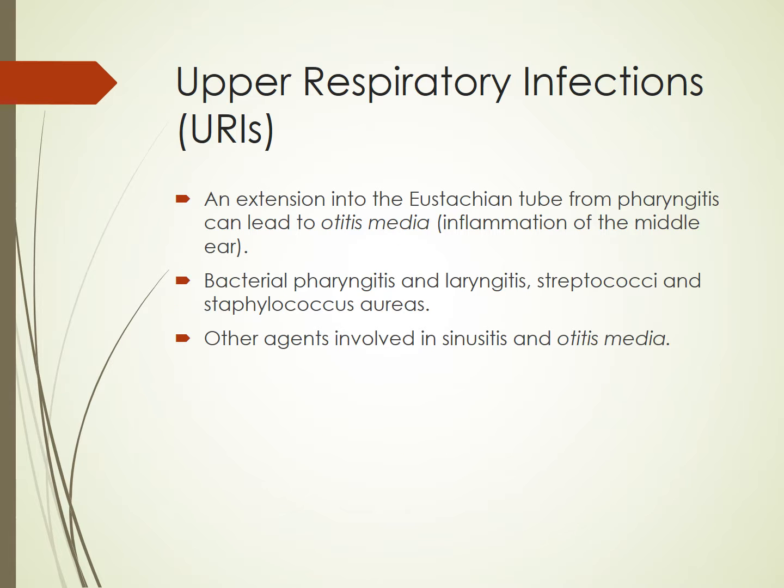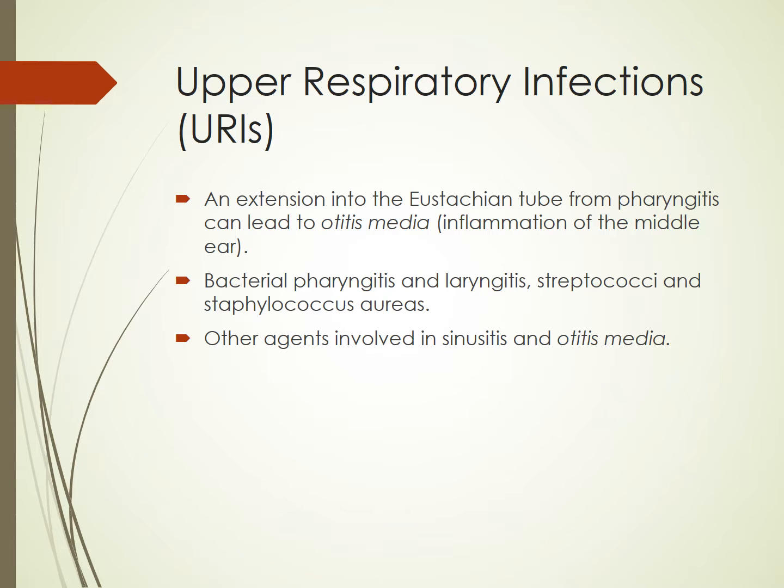An extension into the eustachian tube from the pharyngitis can lead to otitis media, which is an inflammation of the middle ear. And I have a diagram in here, and there's also a diagram in your book. You can look at the diagram and see why the pharyngitis can spread into the eustachian tube, causing that inflammation of the middle ear.